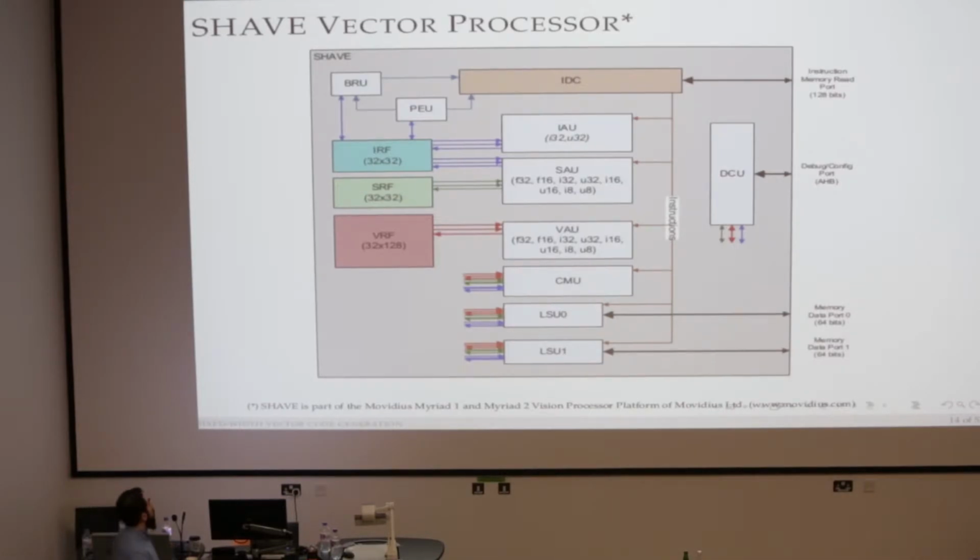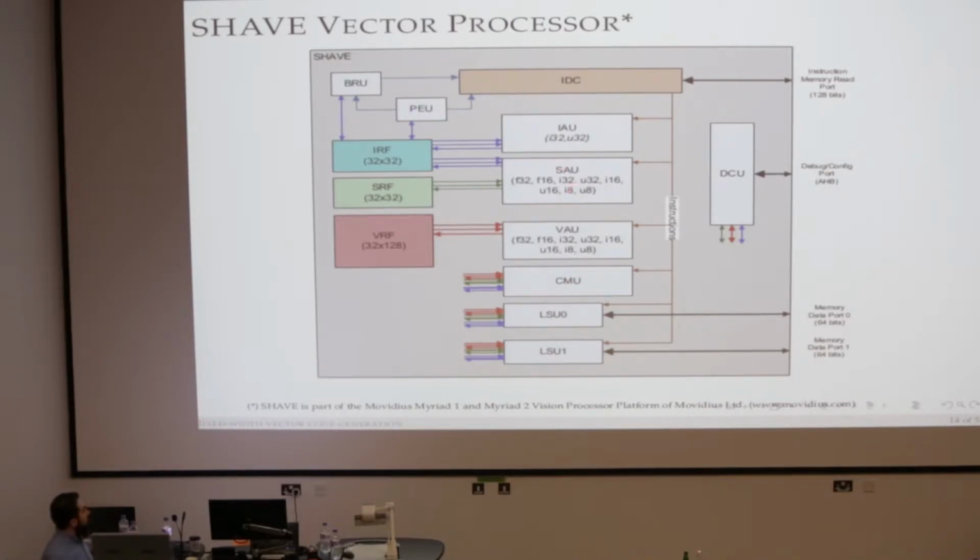This is the target VLIW architecture we use. It has multiple issue slots coupled with register files. Here we have an integer arithmetic unit. At the bottom, we have two 64-bit load-store units, and a compare and move unit. What's important and relevant for this talk are these two units: SAU is a 32-bit vector unit, and VAU is a 128-bit vector unit.